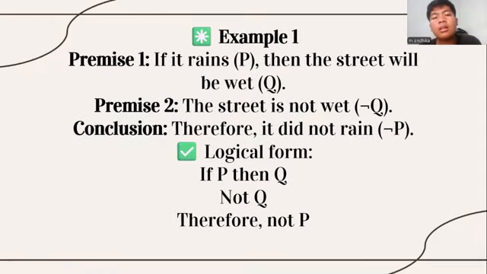For example, premise 1: if it rains (P), then the street will be wet (Q). Premise 2: the street is not wet, which means not Q. The conclusion is: therefore, it didn't rain, not P. The logical form is: if P then Q, not Q, therefore not P.